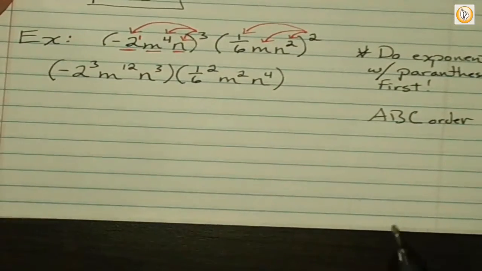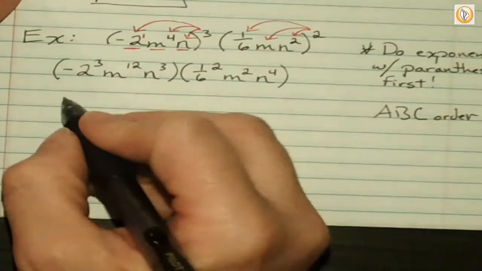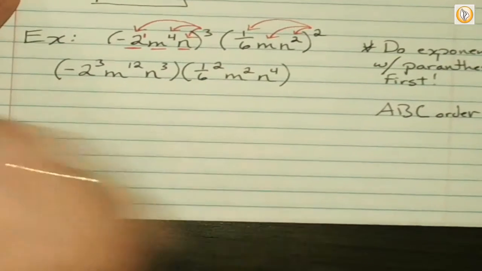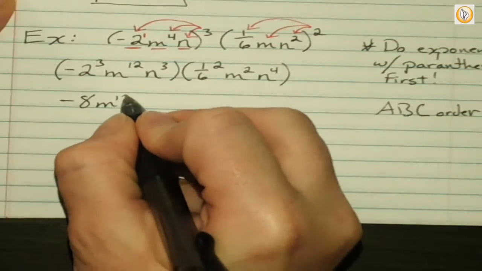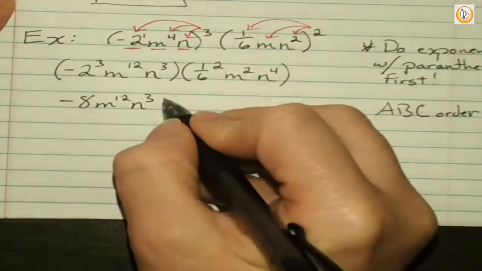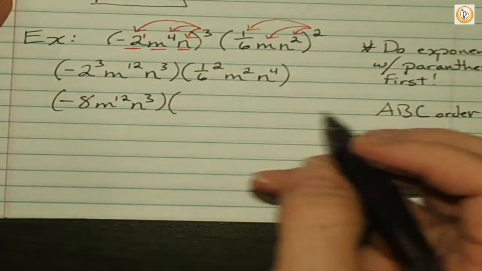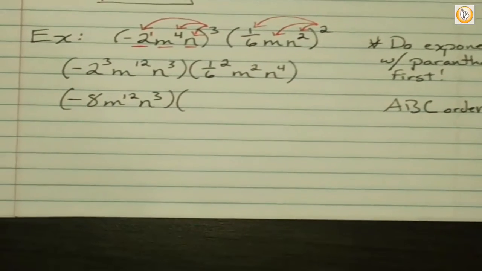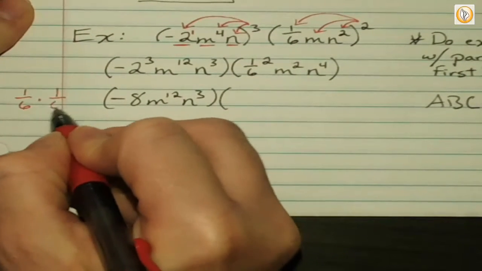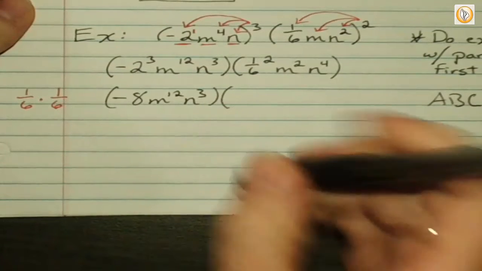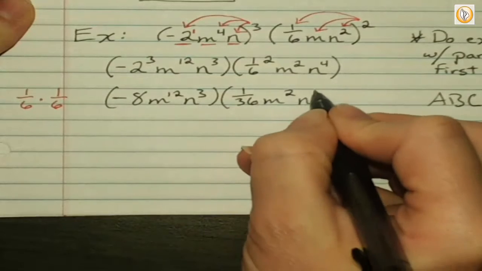You are still reading too much into this. So what is -2 cubed? Anyone? We're still working it out. What is 1/6 squared? That's right. It's 1/6 times 1/6, which should be 1/36.